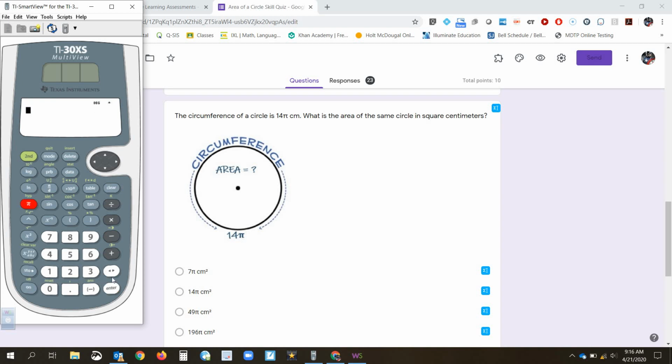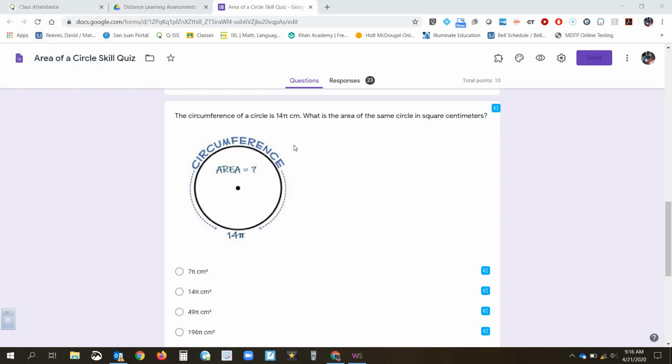If I just press the pi button and press enter, oh, great, it gave me pi. There is a way to make this change. Let me change that to classic real quick. It's not letting me do it here. You know what? Let's not worry about that.